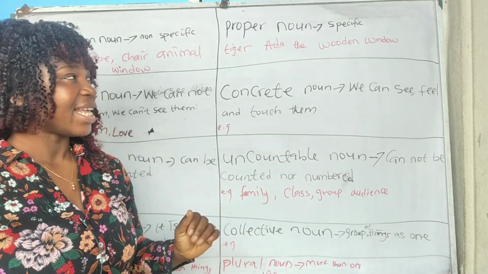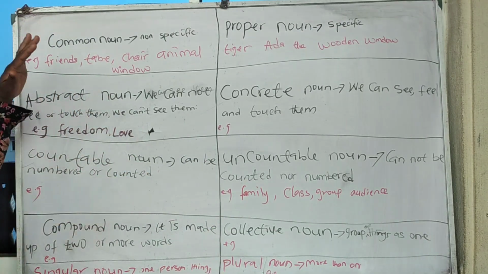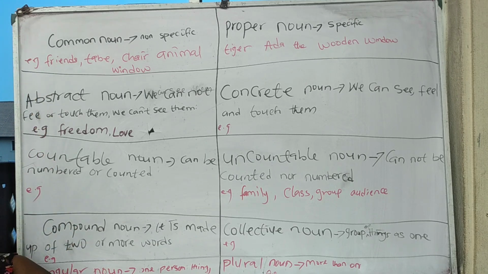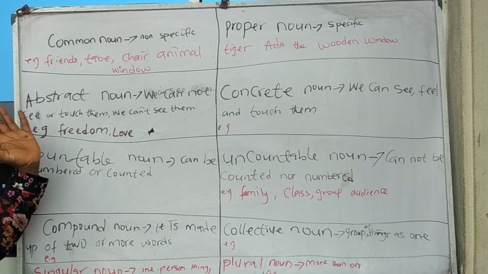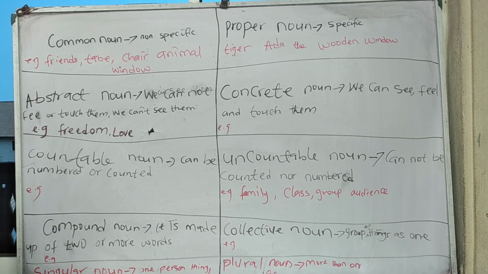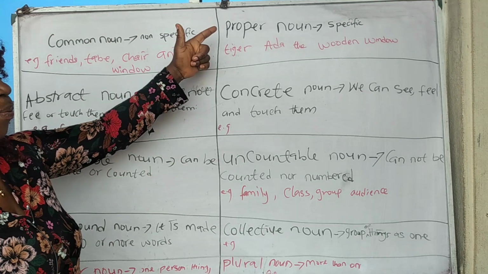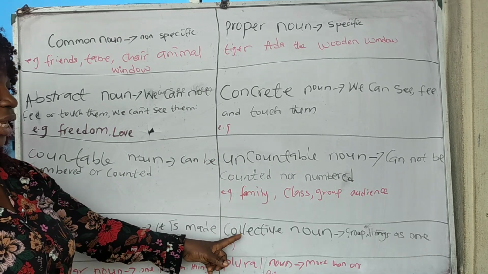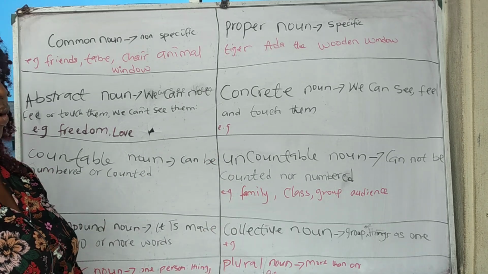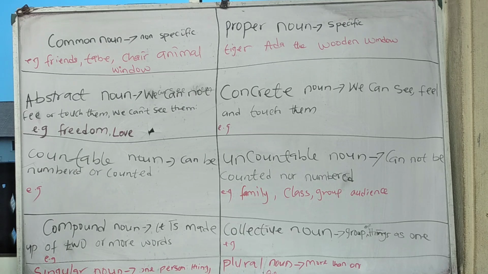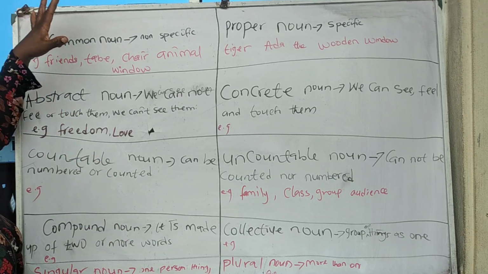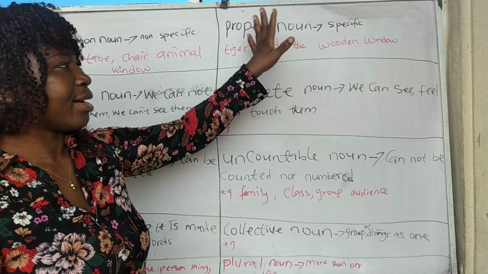All right, so let's dive right into it. So we have 10 lists of nouns right here. We have the common noun, the abstract noun, the countable noun, the compound noun, the singular noun. We have proper noun, concrete noun, uncountable noun, collective noun, plural noun. Okay, we have 10 of them. Now we're going to be discussing it like this. We have common noun versus proper noun.